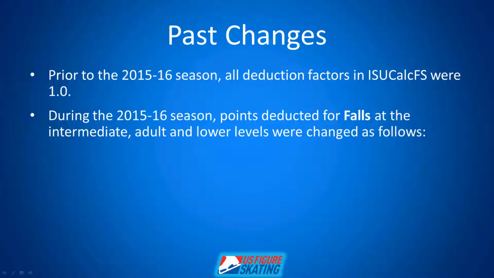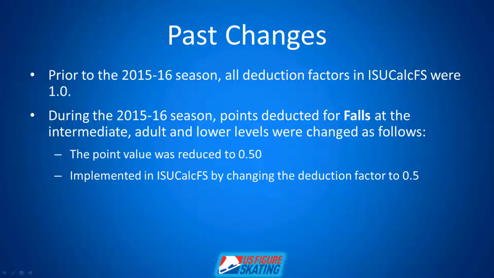During the 2015-16 season, points deducted for falls at the intermediate, adult, and lower levels were changed as follows. The point value was reduced to a half point. This was implemented in ISUCalc by changing the deduction factor to 0.5. The deductions were still entered as 1, and ISUCalc would then apply the factor and deduct a half point for each fall. This was transparent to the accountant entering the deduction since the entry of 1 per fall had not changed.